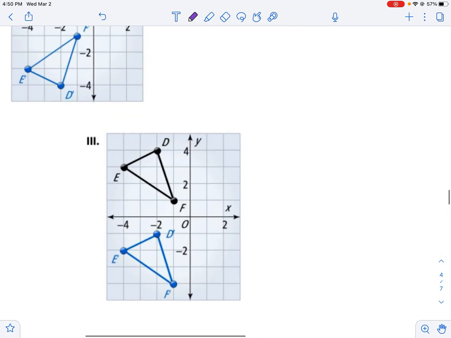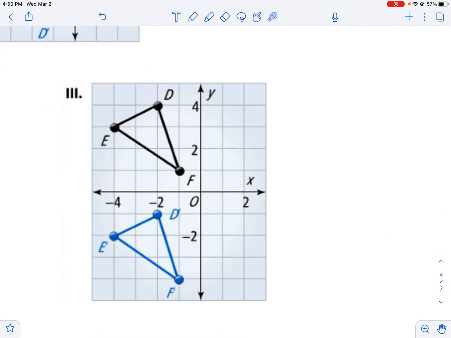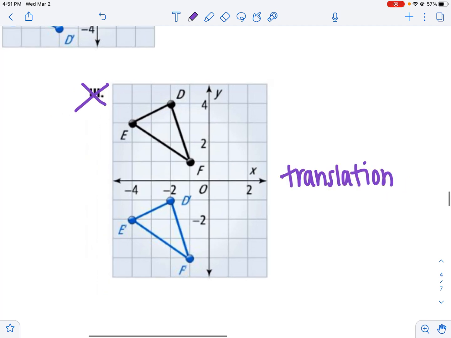Now I'm going to start in picture 3, and if I notice this, DEF just slides down, so this would be a translation. So this is not a rotation, this one's out. And if I wrote it as a translation, remember that notation, I could say translates, and if I notice it just goes 5 down, I could say 0, negative 5, remember that's vector notation.